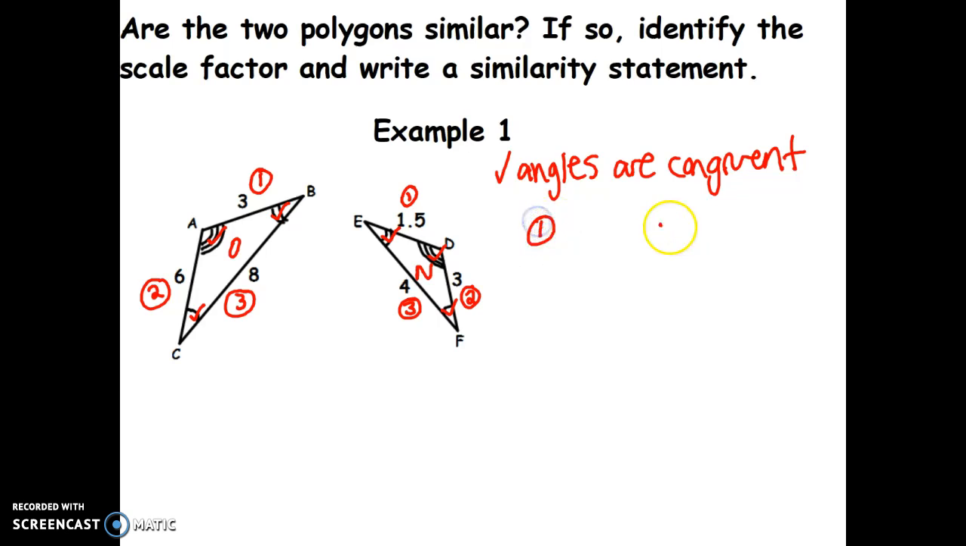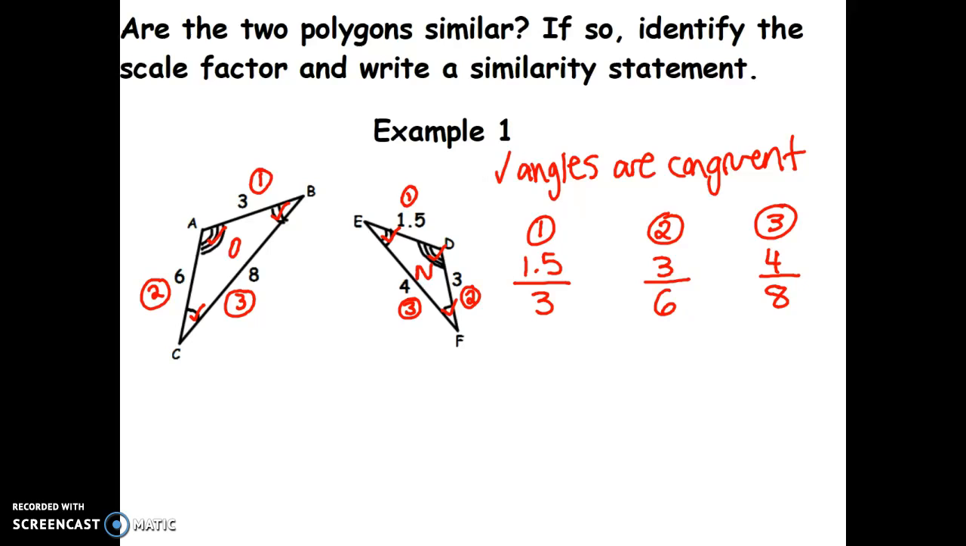So I'm just going to get ready to set up each different number. All right. So the part of the new figure, we're looking at the number ones. The part of the new figure is 1.5 over the part of the original figure is 3. And those are the number ones. The number twos, we have 3 over 6. And then the number threes, we have 4 over 8.